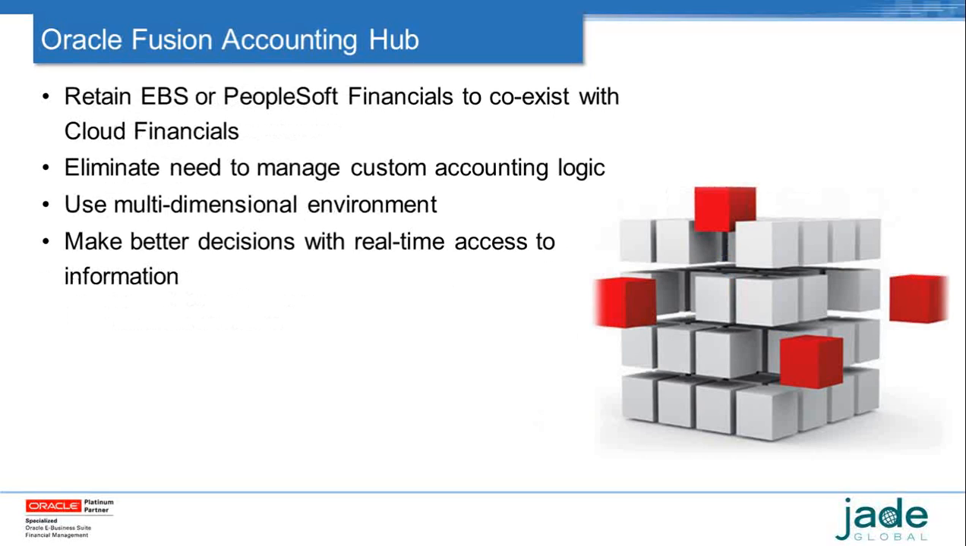Fusion Accounting Hub also retains current E-Business Suite and PeopleSoft financial systems and has them coexist with Fusion Financials where there is significant business value. It also reduces integration cost and dependencies on IT staff. It also eliminates the need to manage custom accounting logic for third-party transactional systems to meet statutory, corporate, regulatory, and management reporting needs in a very controlled and consistent fashion.